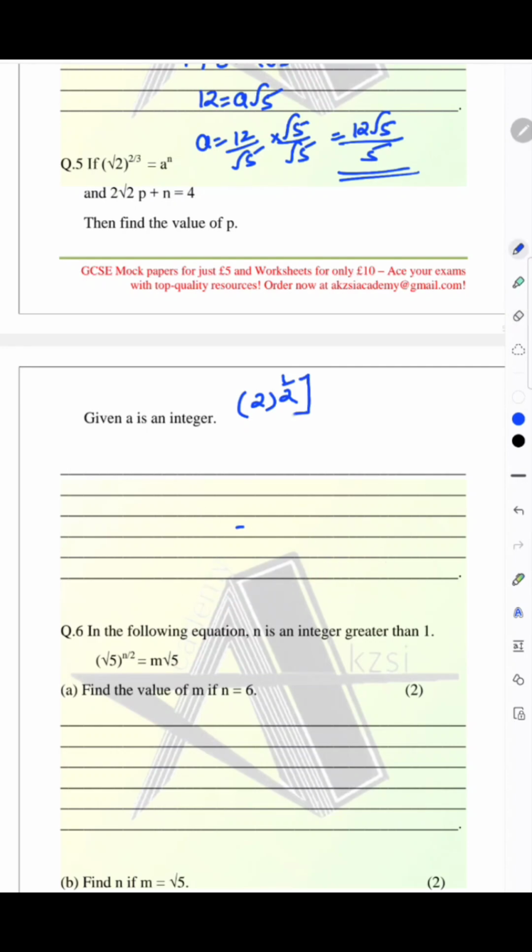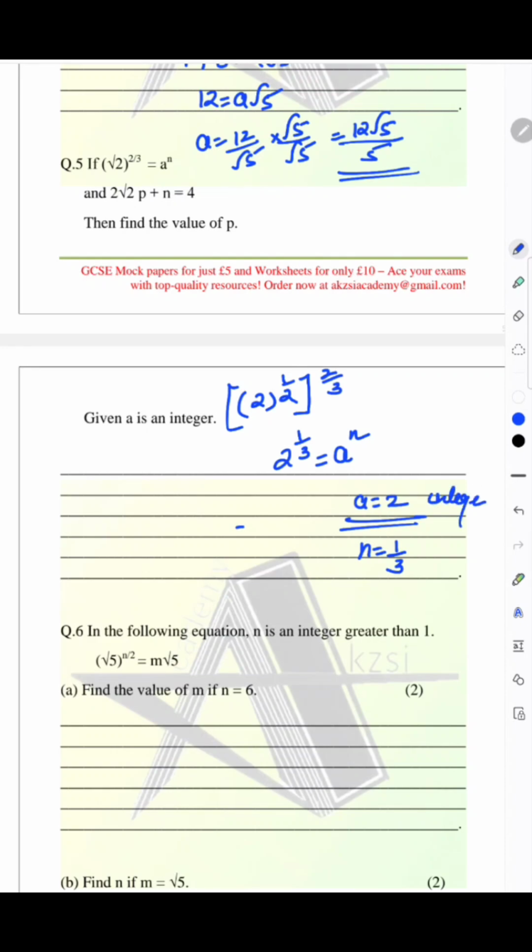So root 2 is actually 2 to the power of half, and because there is a power up there which is 2 over 3, this is 2 to the power of 1 over 3, is equal to a to the power of n. Now clearly, if they have mentioned a as an integer, I can say a is 2. In that case, n will be 1 by 3.